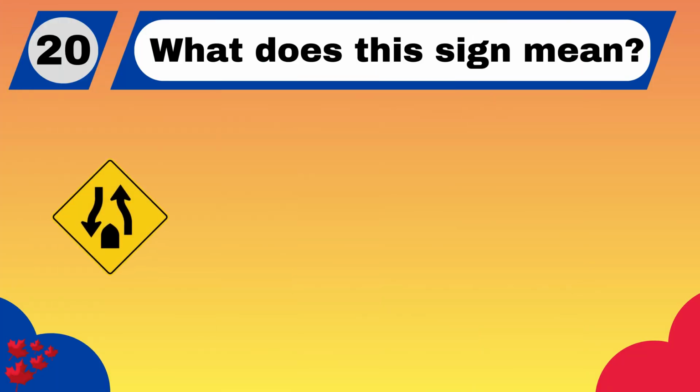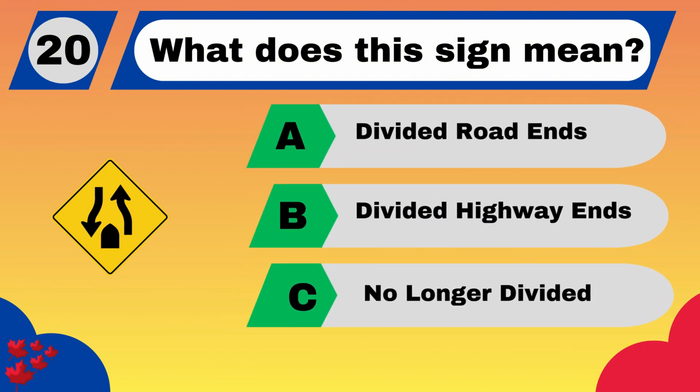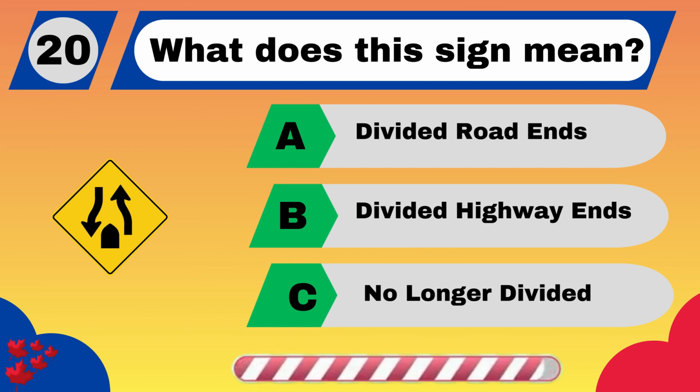Question 20. What does this road sign indicate? A. Divided road ends. B. Divided highway ends. C. No longer divided.